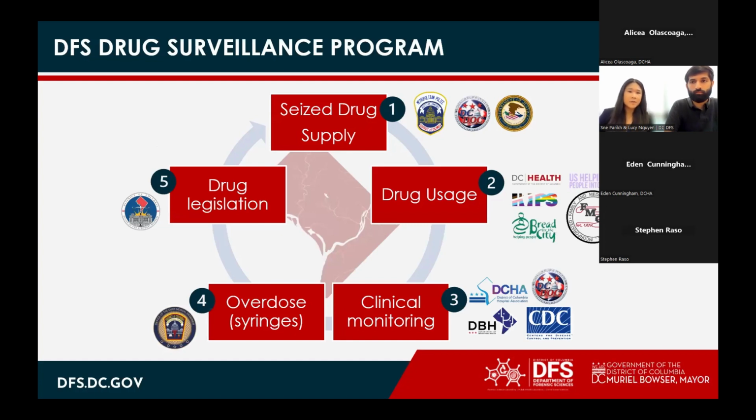So this is an overview of our drug surveillance program. There are many different aspects of it, mainly coming from the source of our samples. So the first is our seized drug supply. These are evidence samples that are collected by local law enforcement agencies, such as the Metropolitan Police Department, DC Department of Corrections, or the US Capitol Police.